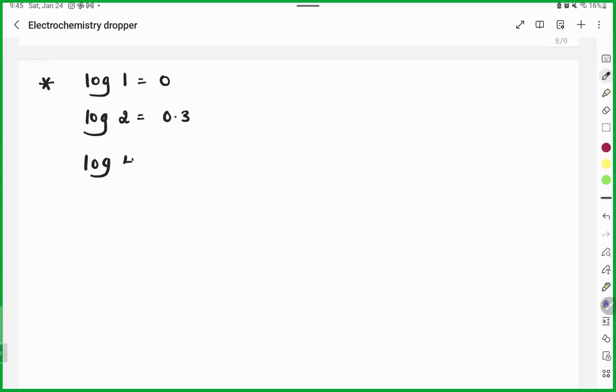Sarah, what will be the log 4 value? Log 4, can you write 2 raised to power 2? It's still equal to log 4. And the rule in log is, if you take log x raised to power n, your power will come into multiply. n log x.